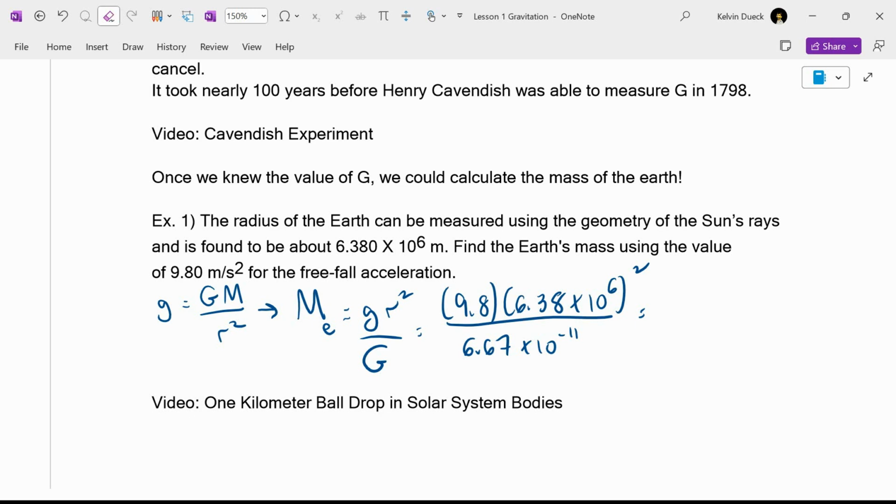Thanks for getting the hint the second time. Do you get 5.98 times 10 to the 24th? Which I think is what the mass of the Earth is on your formula sheet as well, yes?